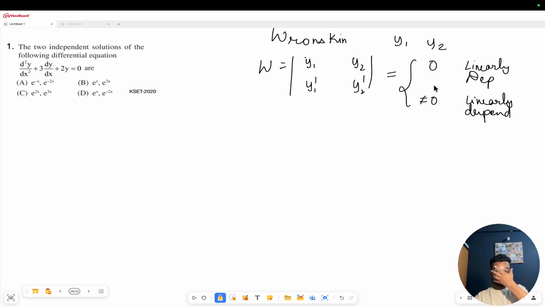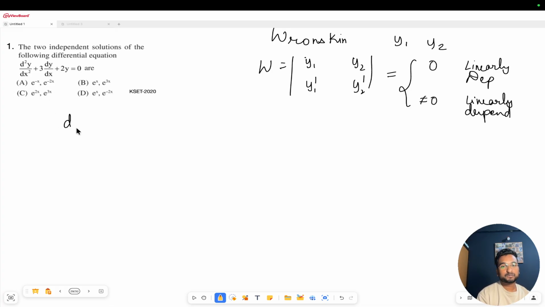Similarly, you can do this for vectors also. If two vectors are given, then you just put the components x, y, z and calculate the Wronskian for that. Then you will get whether it is linearly dependent or not. And the other method is to write the auxiliary equation of this.